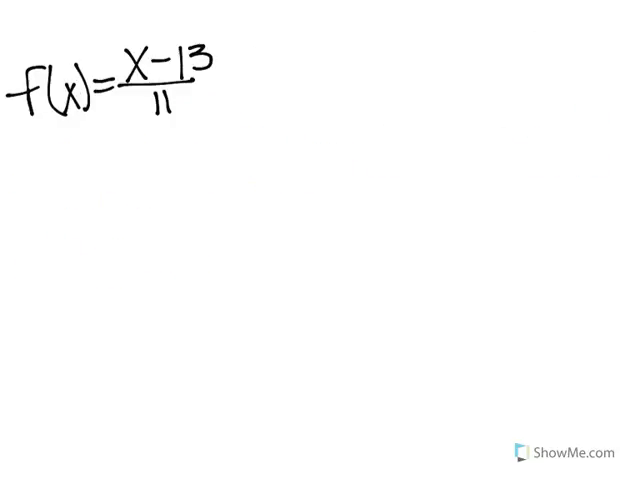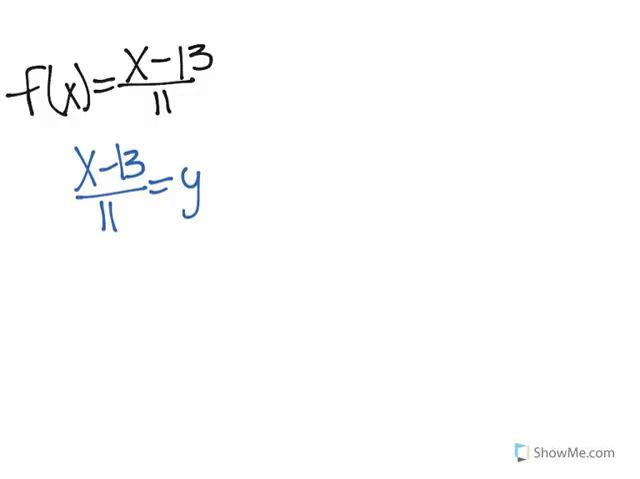Now we're going to find the inverse of this function. So this function is f of x equals (x - 13) over 11. So the first thing I like to do is set this equal to y. I mean, we all know that f of x is y, but it makes things a little bit easier to deal with. Now what you're going to do is solve the equation for x.